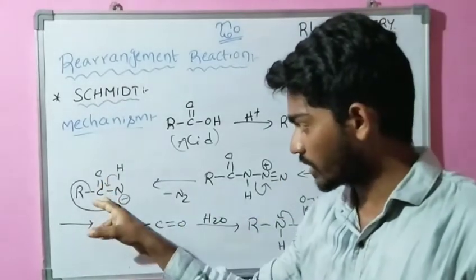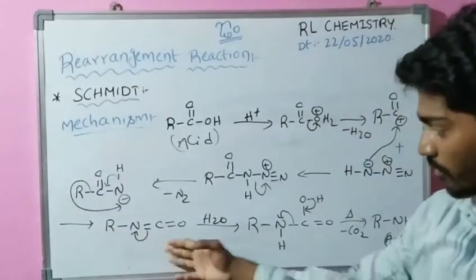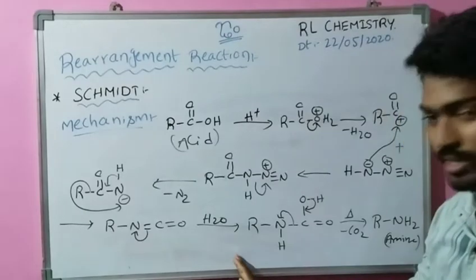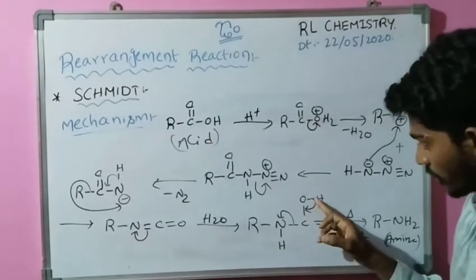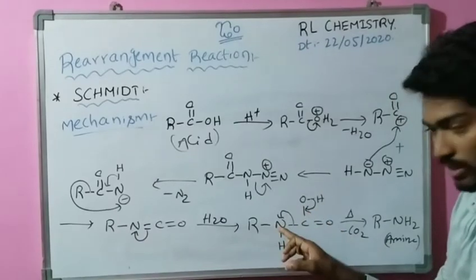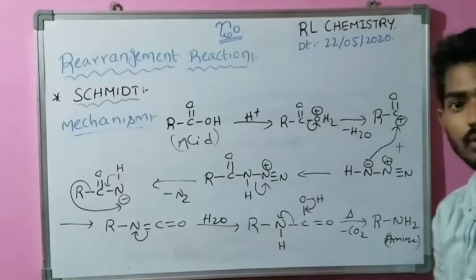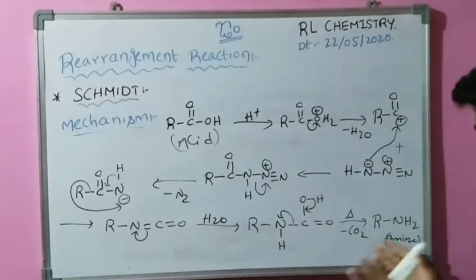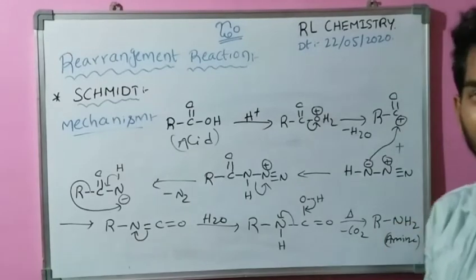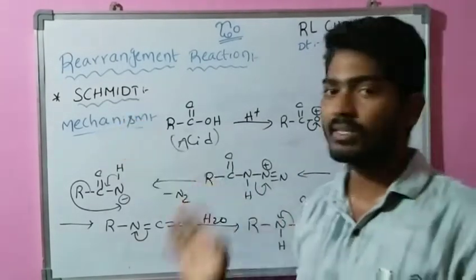Here bond migration takes place and the alkyl group attacks this minus charge, and it forms this type of intermediate, which undergoes hydrolysis. Here bond migration takes place again, and this proton attacks the nitrogen. Then decarboxylation takes place, and it forms our required product, that is the amine. Acids are converted into amines. This reaction is known as the Schmidt rearrangement reaction.